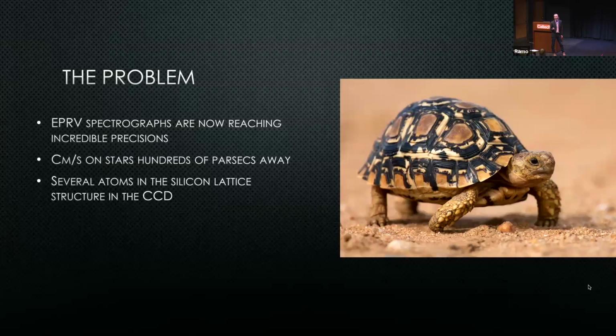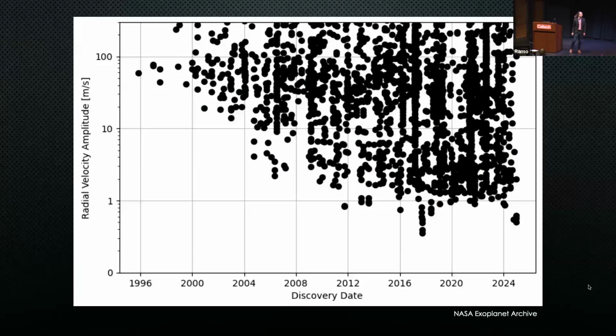We're also down to measuring shifts in the spectral lines that are actually on the same order of magnitude as the spacing of silicon atoms in the crystalline structure in the CCD itself. So it's a difficult challenge, but we've come a long way, and we're doing really well.